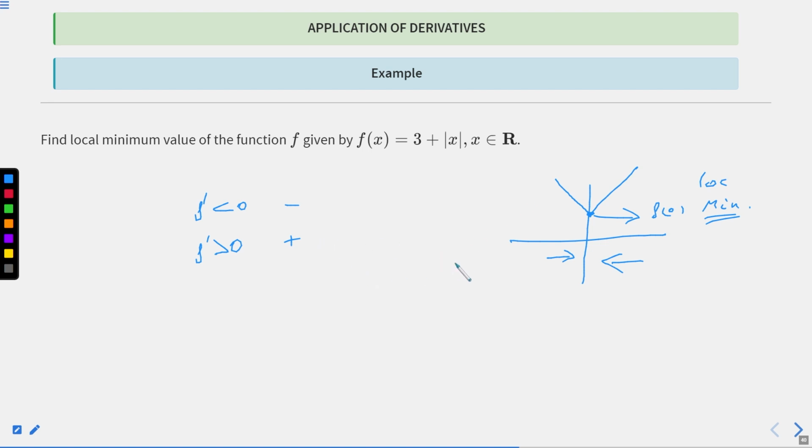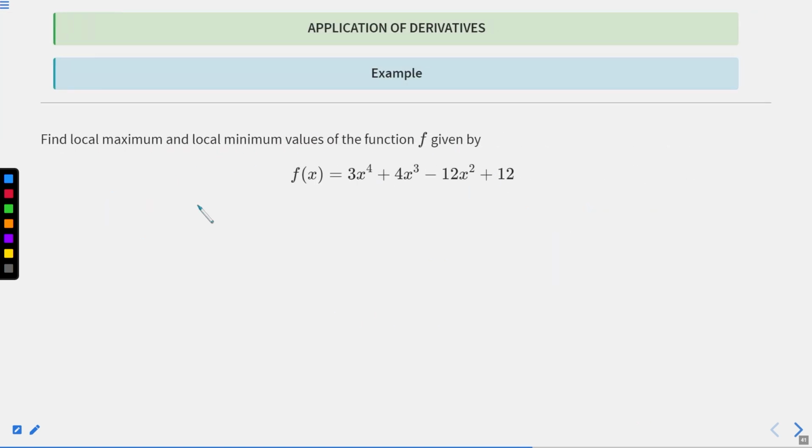Simple. Let us move next. Now find f prime first. So f prime will be 12x cube plus 12x square minus 24x. Now take 12x common. Taking 12x common, you will have x square plus x minus 2. Simple.